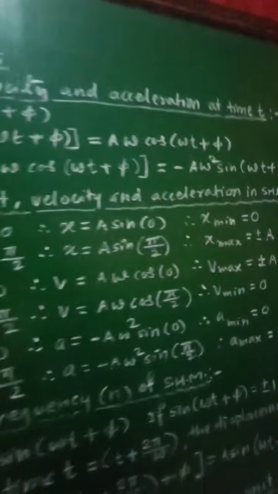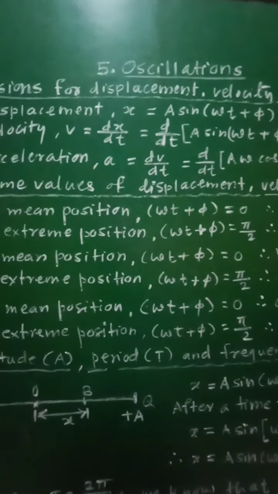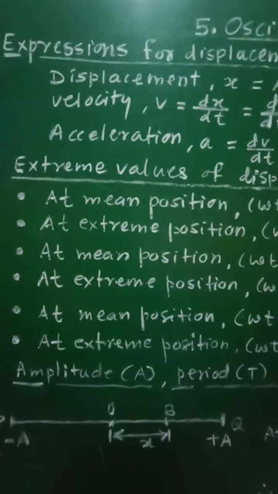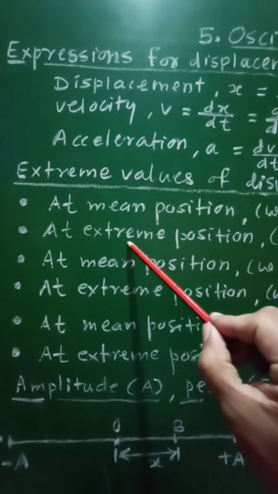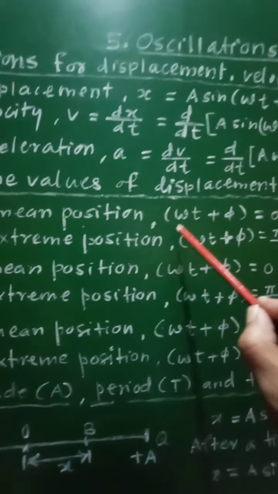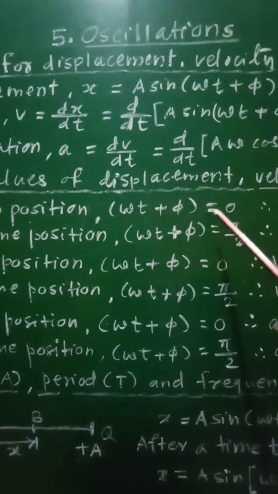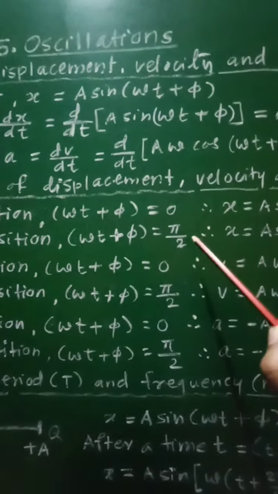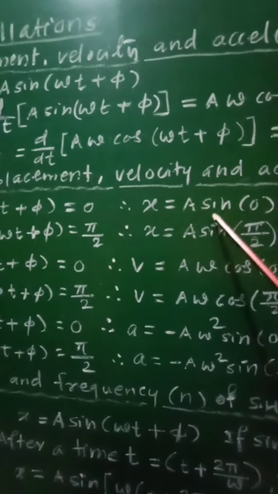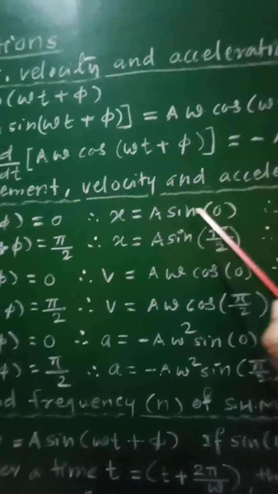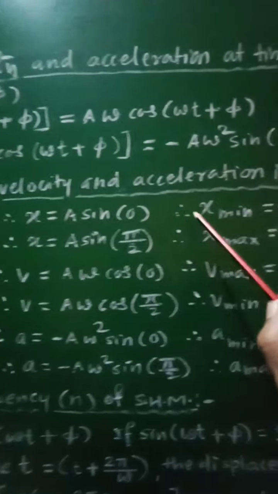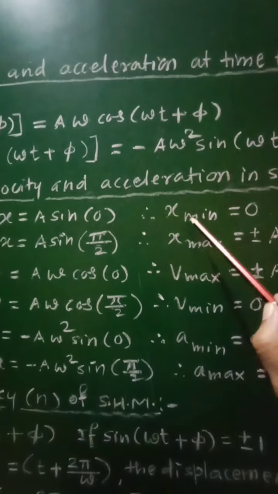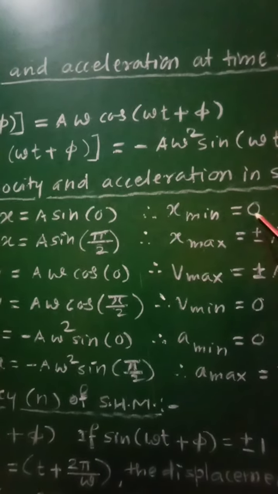So what are the extreme values, that is what are the minimum and maximum values of displacement, velocity and acceleration in case of SHM. So let us consider first for displacement. At mean position we have phase omega t plus phi equal to 0. If we put this value in this relation of x, then we will get x is equal to a sin 0. But sin 0 is 0 and therefore x will be equal to 0. That will be the minimum value of x, and therefore at mean position x minimum equal to 0.